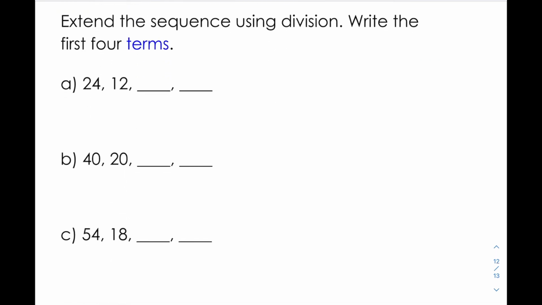So here you have to find out what we're dividing by and then write the next two terms. So here's a hint: dividing by 2, and dividing by 3. 12 divided by 2 is 6, 6 divided by 2 is 3. 20 divided by 2 is 10, 10 divided by 2 is 5. 18 divided by 3 is 9, and 9 divided by 3 is 3.